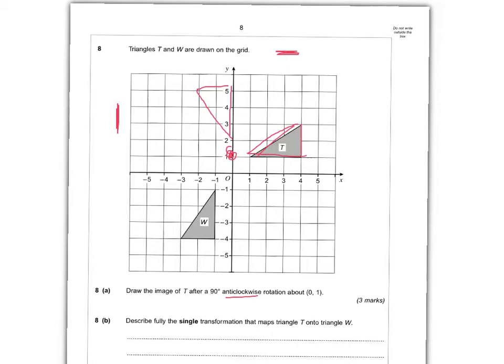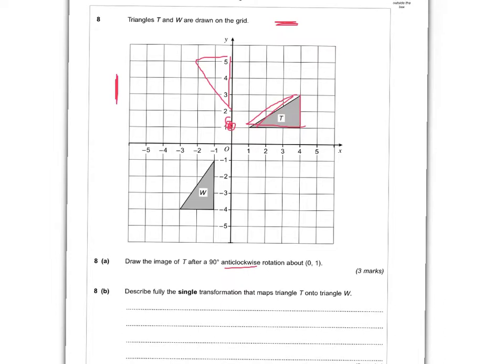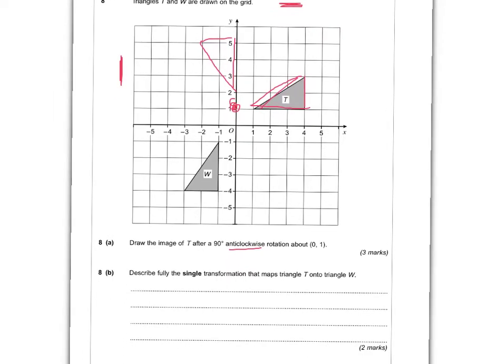The second part is to describe fully the single transformation that maps T onto W. Now, a single transformation will either be a rotation, reflection, translation, or enlargement. A translation, the shape will have the same projection but just in a different place. For instance, if you were to move T to a different position, anywhere like this, but in the same projection, then it would look like that. That's going to end up looking like a translation.